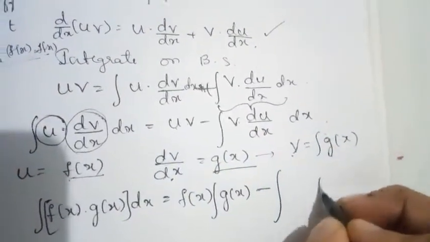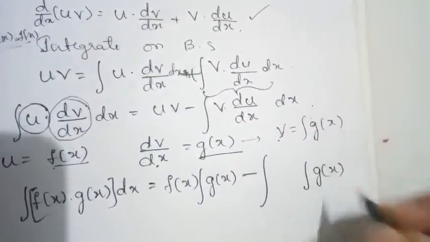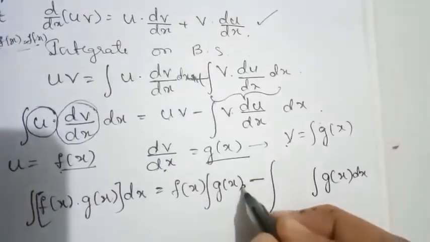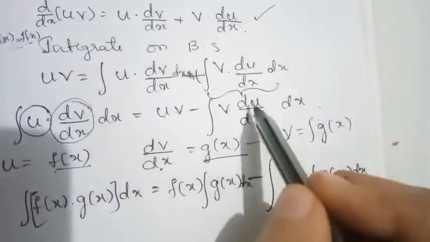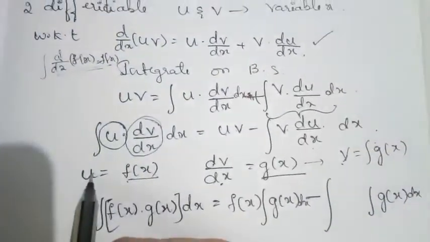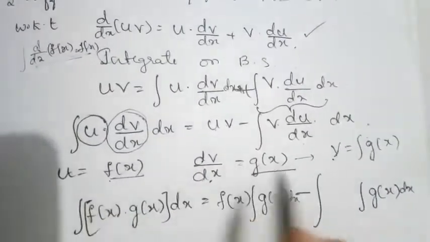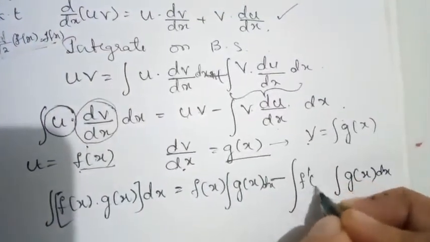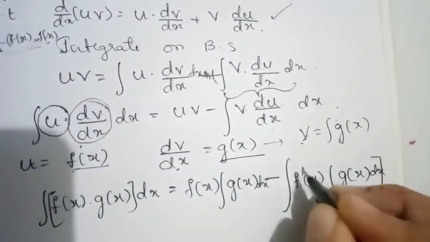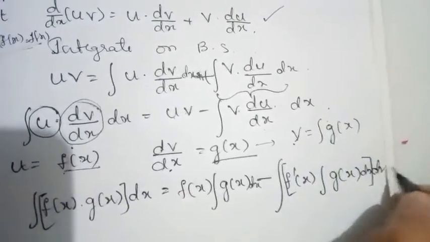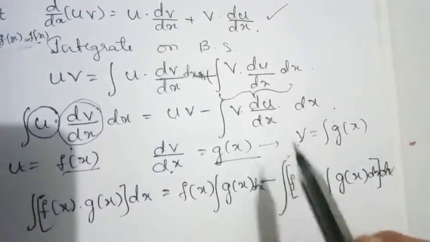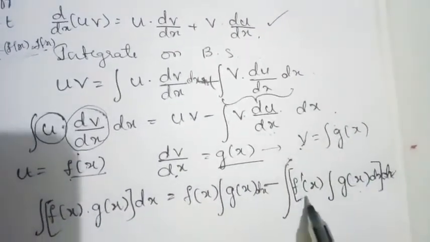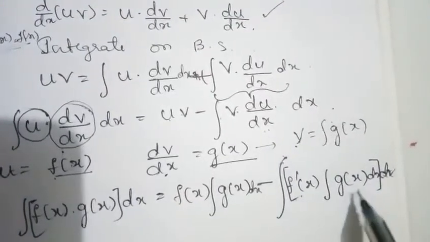What is this v? That is nothing but integration of g of x into dx, here also integration of g of x into dx, and du by dx. For u we have f of x. If I differentiate on both sides, du by dx is nothing but f dash of x, so it is f dash of x into dx. You can see this integration applies to both. Du by dx is f dash of x and v is integral g of x into dx.